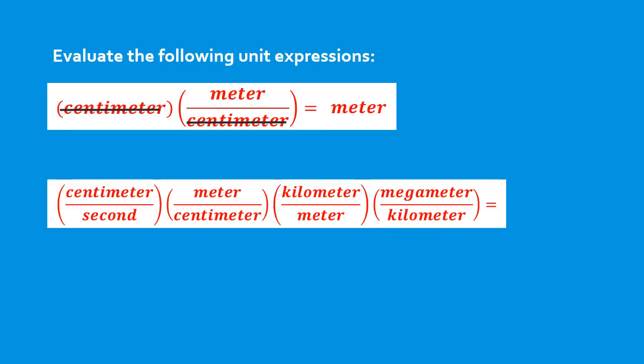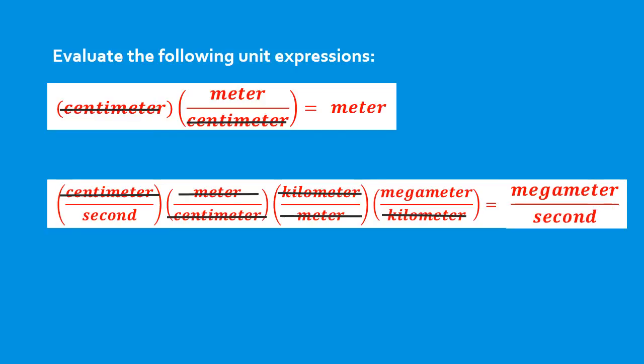Now we have centimeter per second times meter per centimeter, kilometer per meter, megameter per kilometer. So what we do now, we look at what we have in our numerator and denominators that are common. We have centimeter common, so we can cancel those. It's in the numerator and the denominator. Meter is also in our numerator and denominator. And kilometer is in our numerator and denominator. So that leaves us with megameter per second. I think I was saying centimeter second before. It's really centimeter per second, sorry. So it's megameter per second as our final answer, because these are the units that we end with.